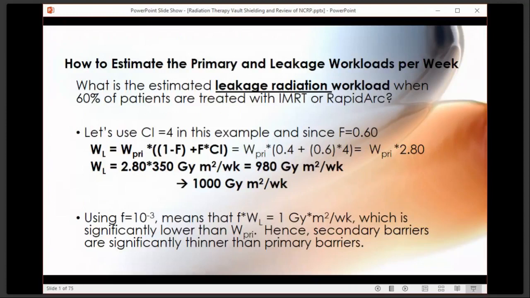So if we use our maximum allowed leakage factor, F, then F times WL is actually 1 gray meter squared per week, which is a lot less than the 350 we had for the primary. So secondary barriers are significantly thinner than primary barriers.